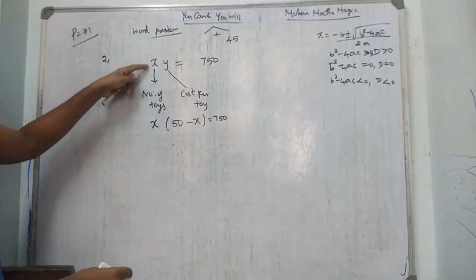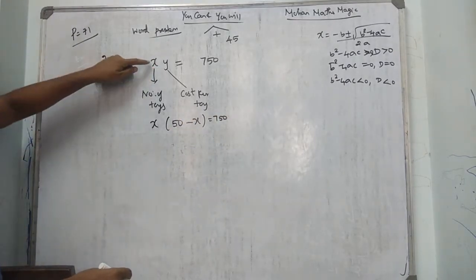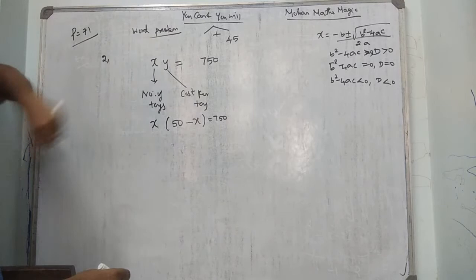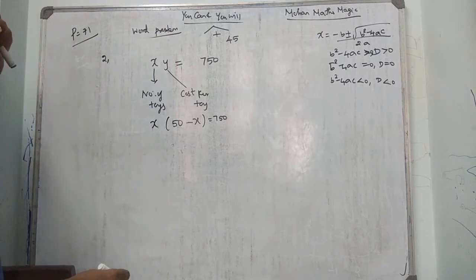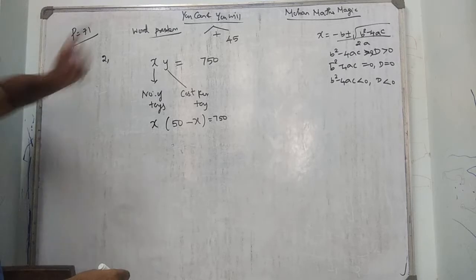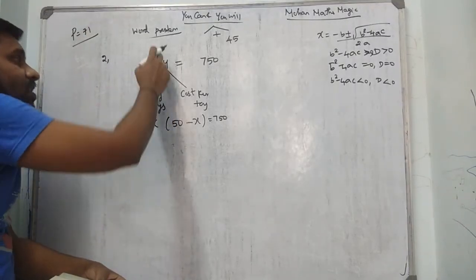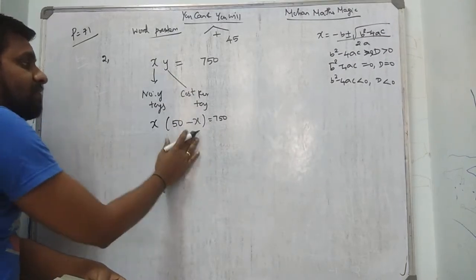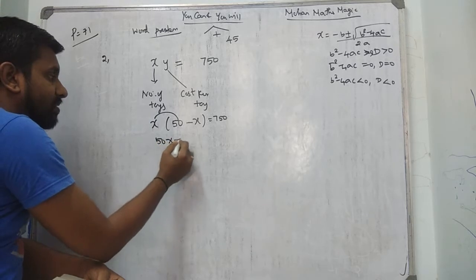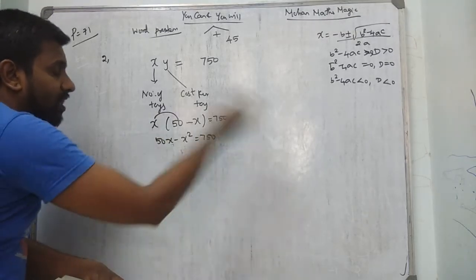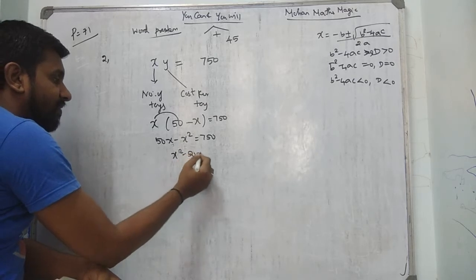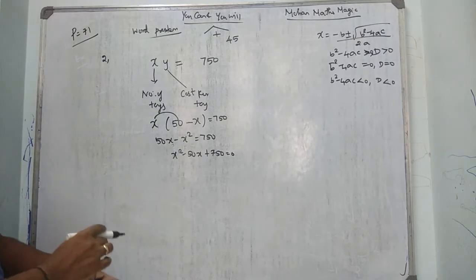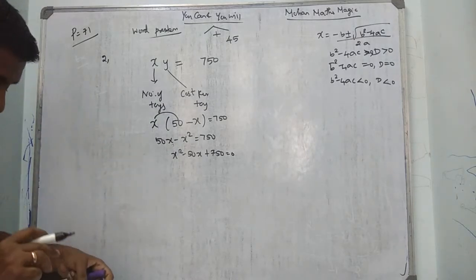I repeat again, number of toys into cost. For example, I'm going to the shop, I'm buying tomato, 1 kg tomato 5 rupees, total how many? Imagine they're telling 1 kg 5 rupees. So I want 10 kg, 10 into 5, 50 rupees. Similarly, I have to multiply the number of toys and cost per toy. So number of toys x, cost per toy is 50 minus the number of toys. So if you multiply inside, 50x minus x square equal to 750. Take all the things to the right side. So x square minus 50x plus 750 equal to 0. Okay, this also is mathematical formation only.